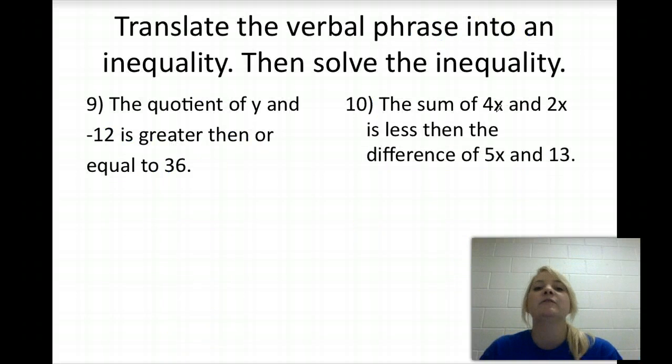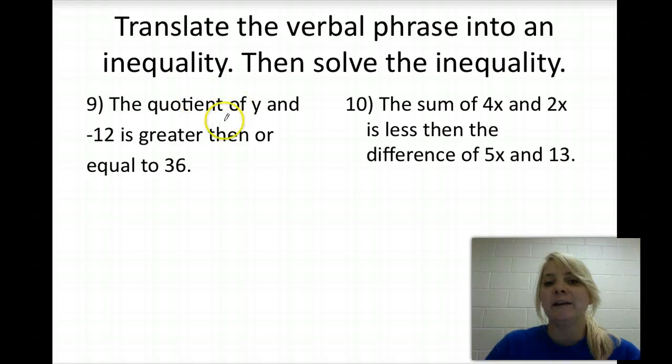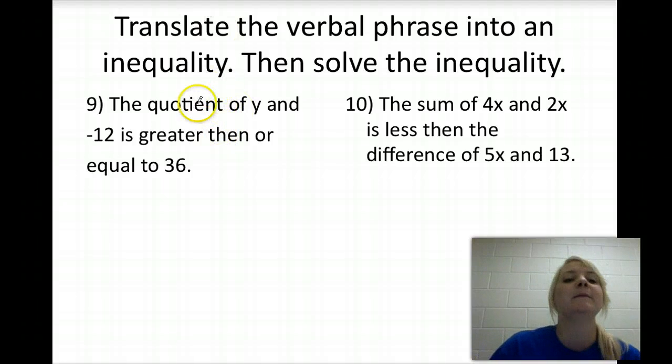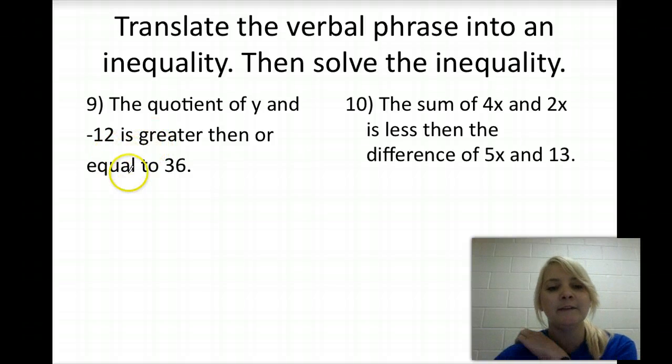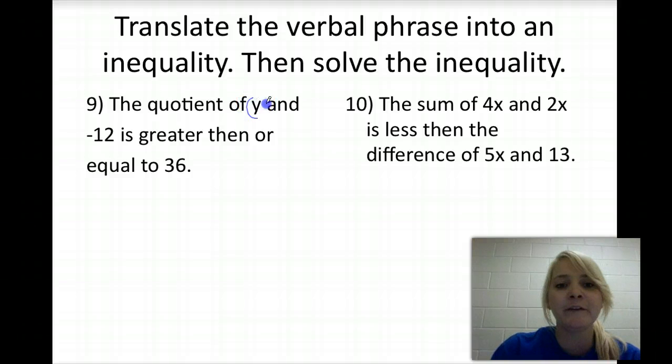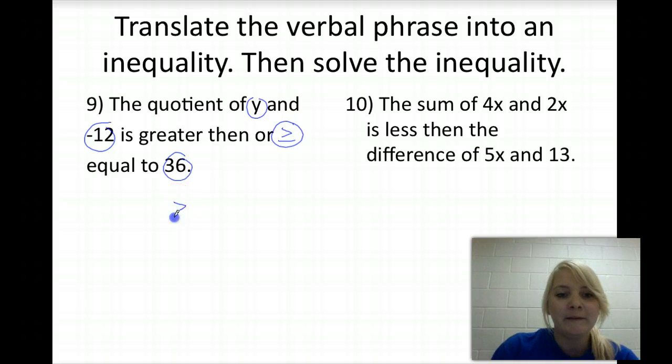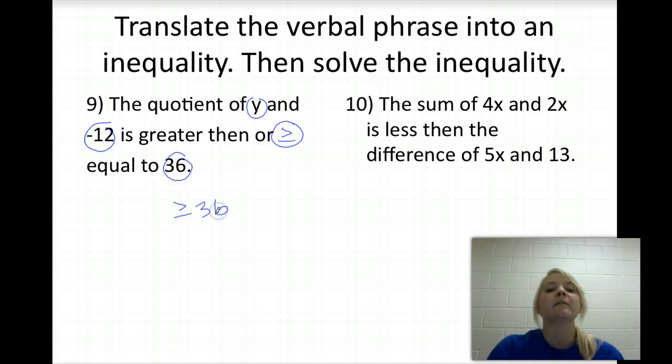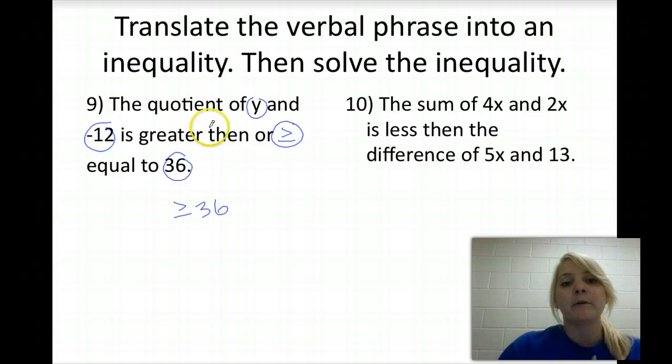All right, now we're going to translate the verbal phrases into an inequality. Then we're going to solve the inequality. So we're told the quotient of y and negative 12 is greater than or equal to 36. So we're given the variable, we're given our value, greater than or equal to is that sign, and then it's going to be greater than or equal to 36. Now when we set that up, that 36 is going to be on the right. We write it in order as what we're given.